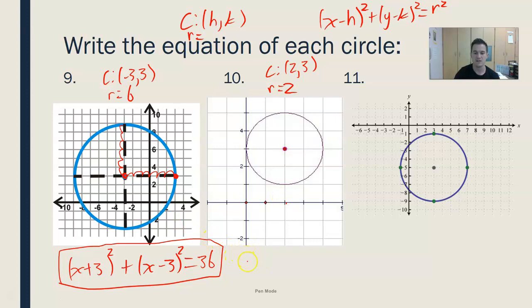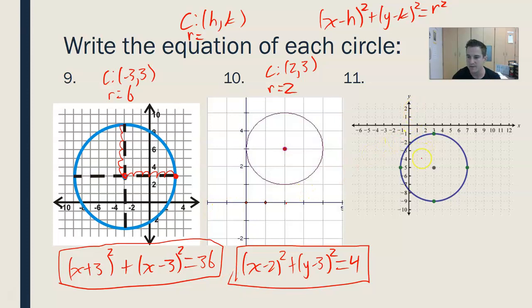So the equation for my circle is going to be (x - 2) squared plus (y - 3) squared equals 4. Negative 2 because it needs to be opposite of the x-coordinate. Negative 3 is opposite of the y-coordinate. And 4, this number on the outside of the equal sign, is the radius squared, or 2 squared.